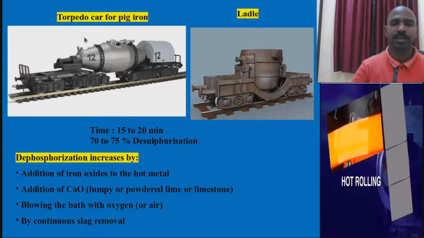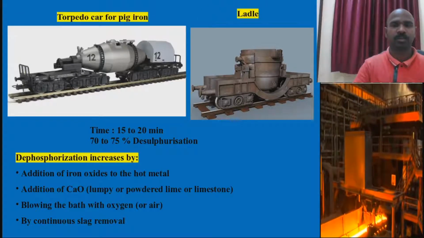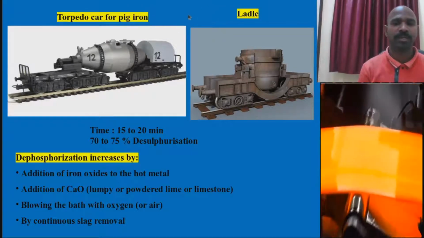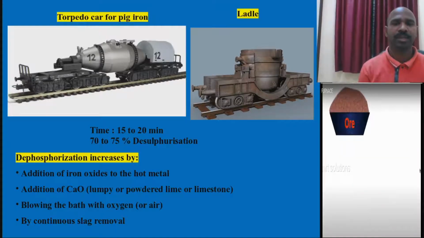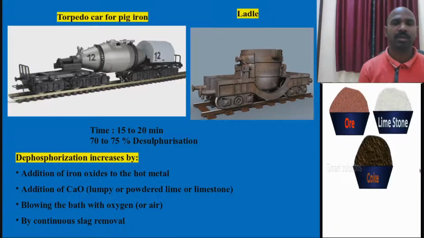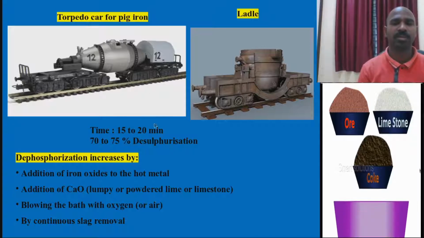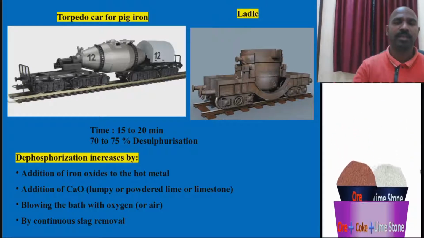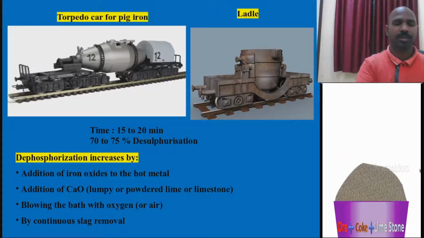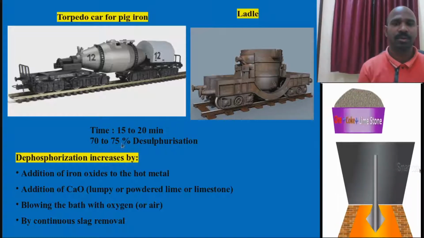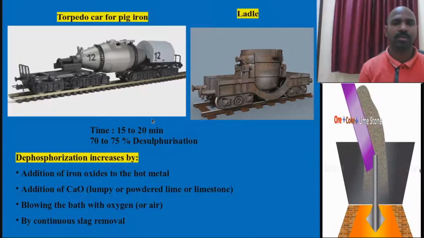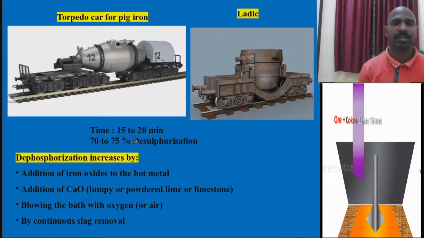There are a few instruments used for the pretreatment process between the blast furnace and LD converter steel making. You use a torpedo car for carrying the liquid pig iron. At this stage you carry out desulfurization and pretreatment, or in a ladle. Either of these you use to transport liquid pig iron to the LD converter steel making units. Within 15 to 20 minutes, 70 to 75% of the sulfur is reduced. One needs to note this point.